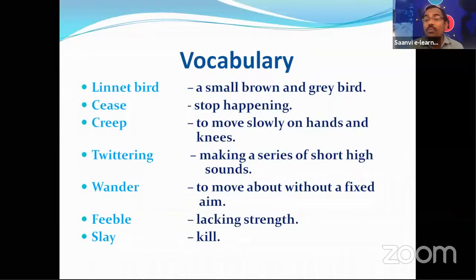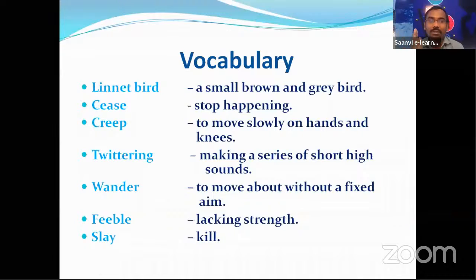Feeble means weak. He's a feeble person, a weak person, lacking strength. He doesn't have strength. And slay. Slay means kill. I am going to slay him. I am going to kill him. So we have only a few vocabulary words here.